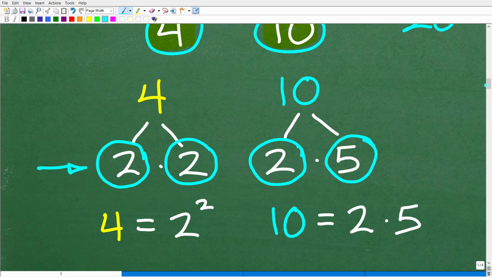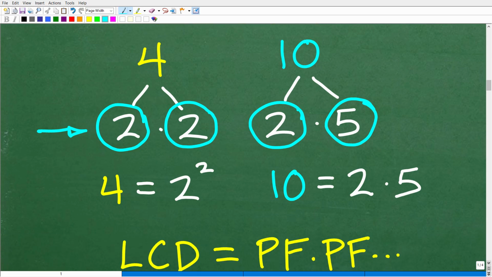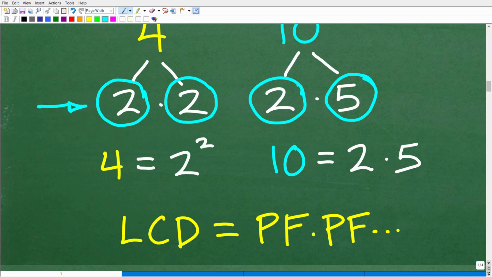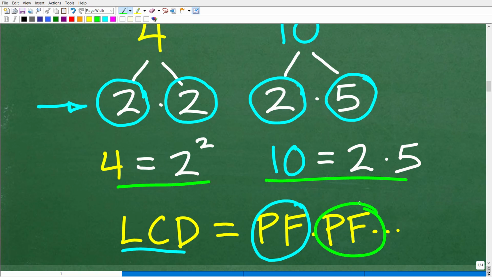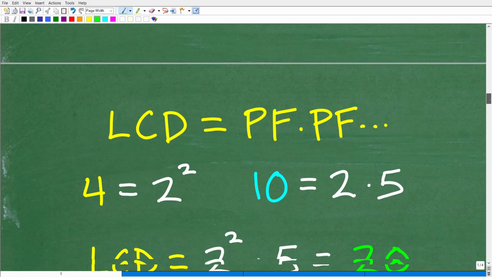All right, so with all that being done, now we can find the LCD. The LCD is basically a product of all the prime factors. We're going to take all the prime factors between all these denominators, this one here and this one over here. We're going to take all the unique prime factors and multiply them together, and that is going to get us to our LCD. So let's take a look at this specific example.